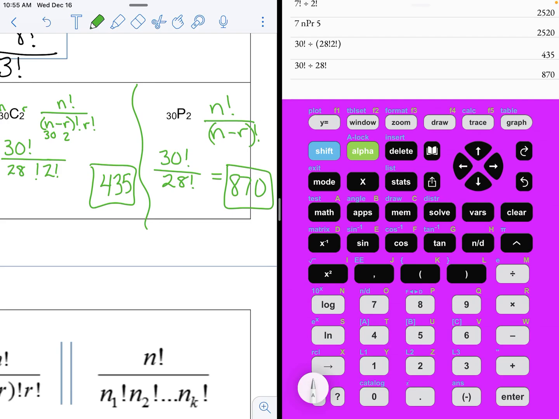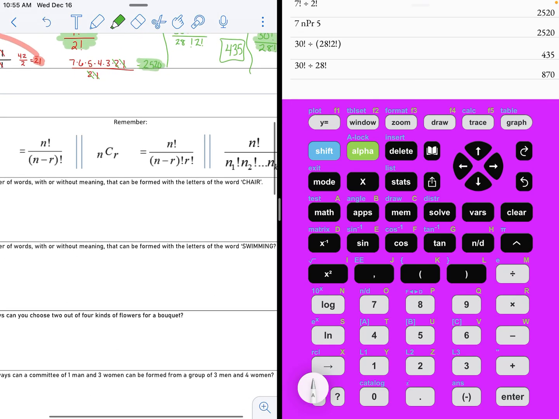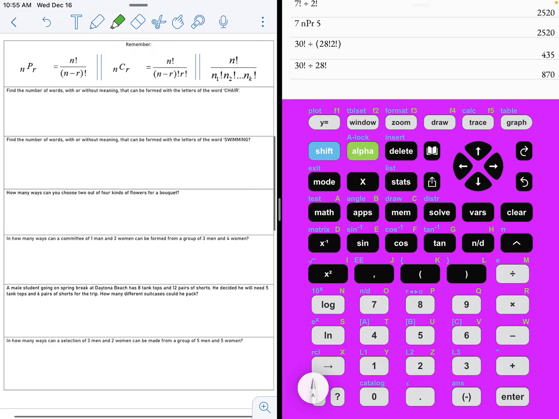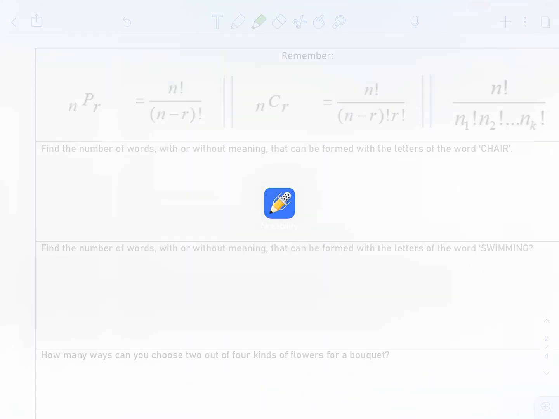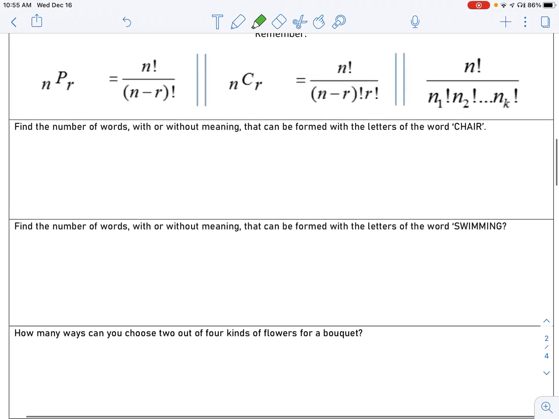Don't forget that your calculator, for right now, I'd like to see at least this along with the final answer when we approach the problems today. So on the next page, I have all the formulas we need, including the repeat formula up there. And let's see if we can decide if it's permutation or combination.